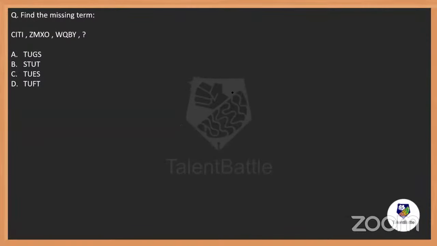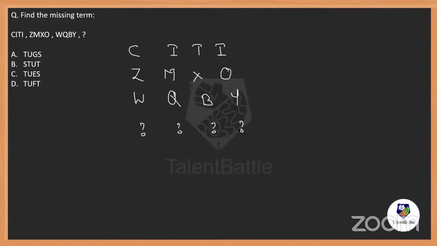Here is one from letter series. Before, you saw some number series. Now this is from letter series. CITI, ZMX. Most letter series can also be solved by using alphabets and their numbers itself. If you know alphabets and their numberings, then solving this can be easy. Now we are supposed to find out what is the next one.